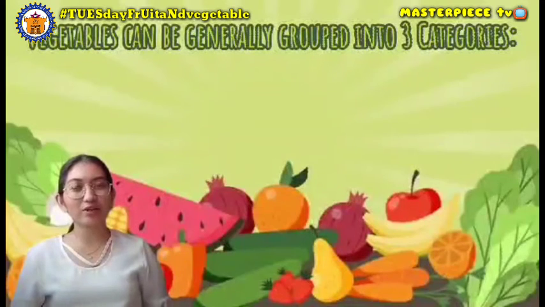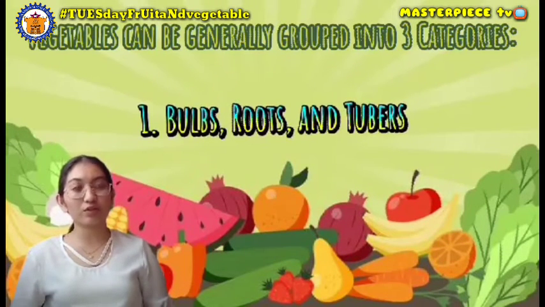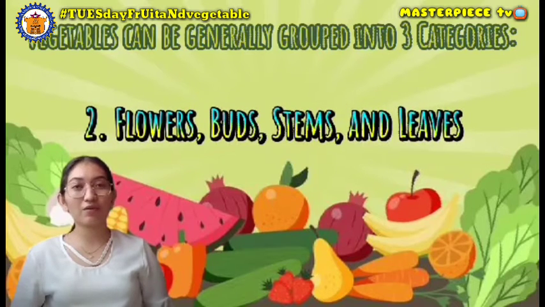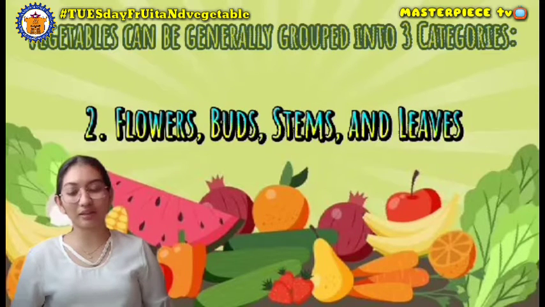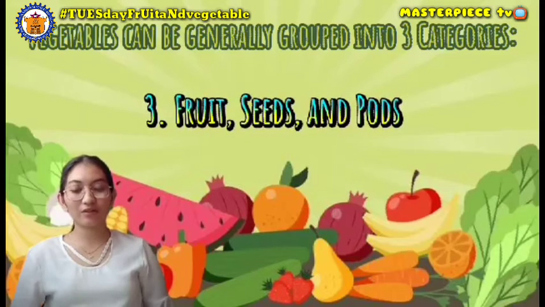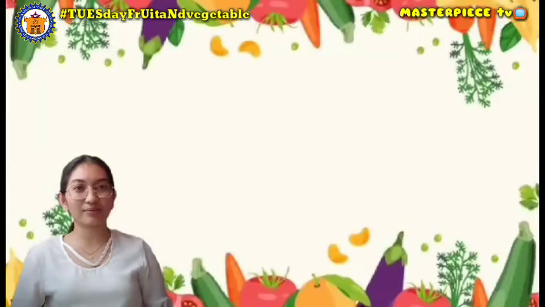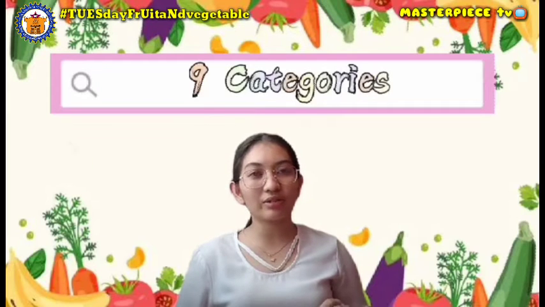Vegetables can be generally grouped into 3 categories. First, bulbs, roots, and tubers. Second, flowers, buds, stems, and leaves. Third, fruit, seeds, and buds. For today's topic, we will be talking about the 9 categories of classification of vegetables.